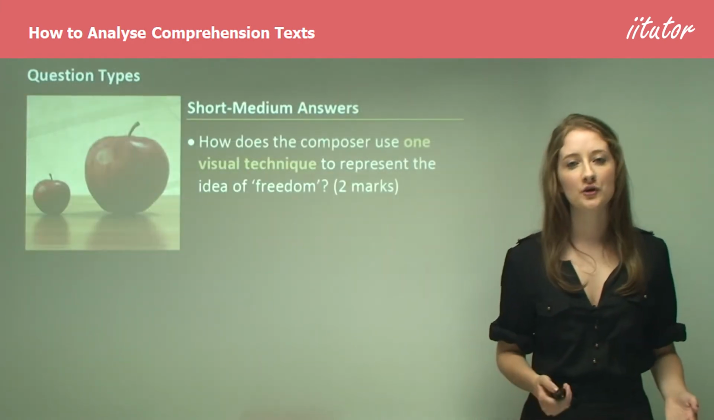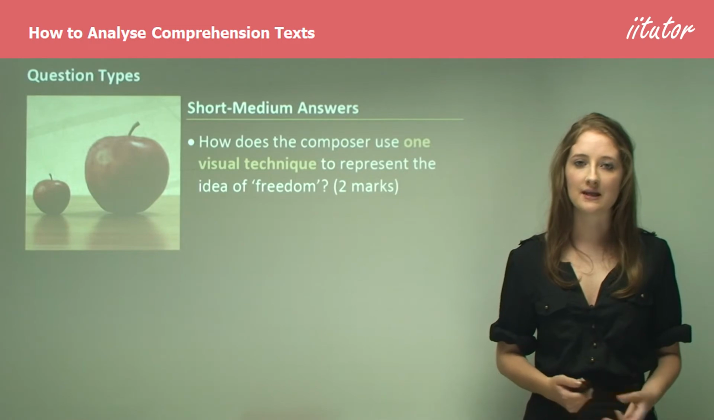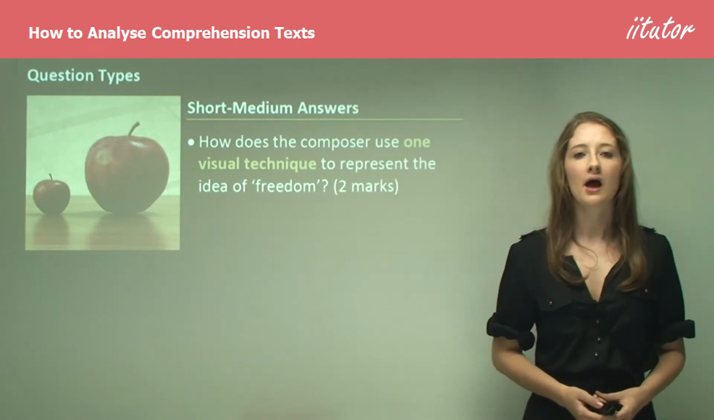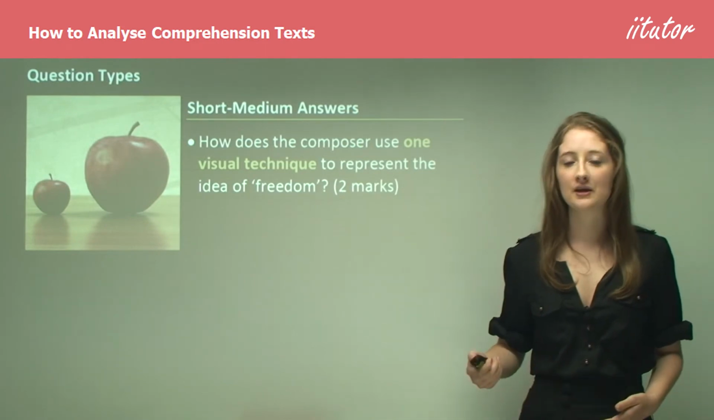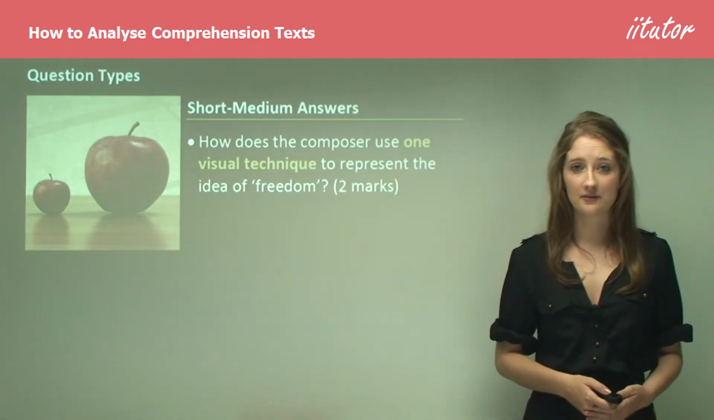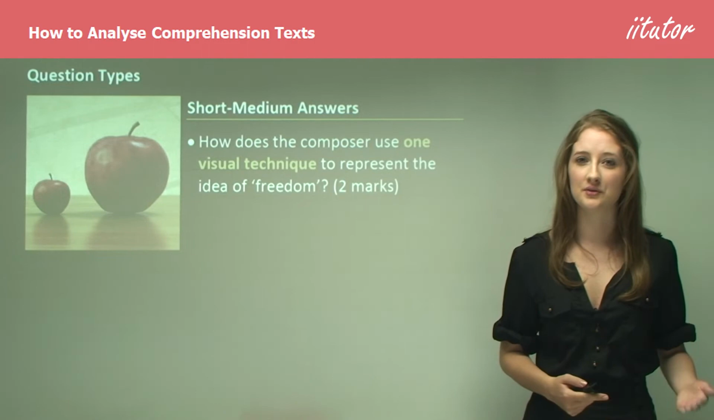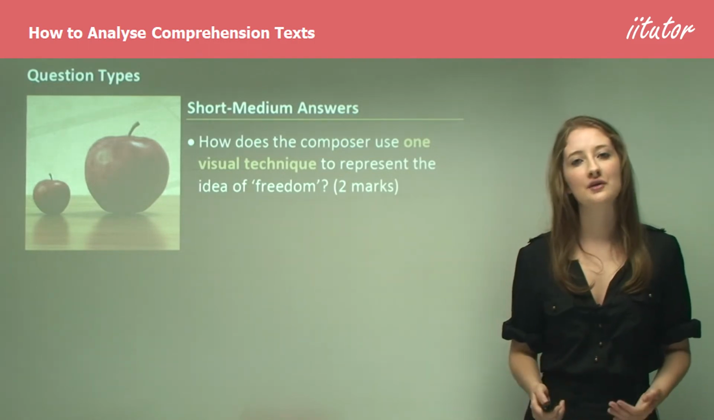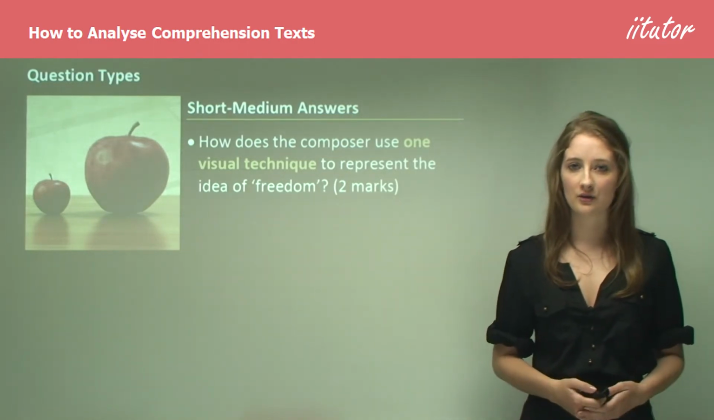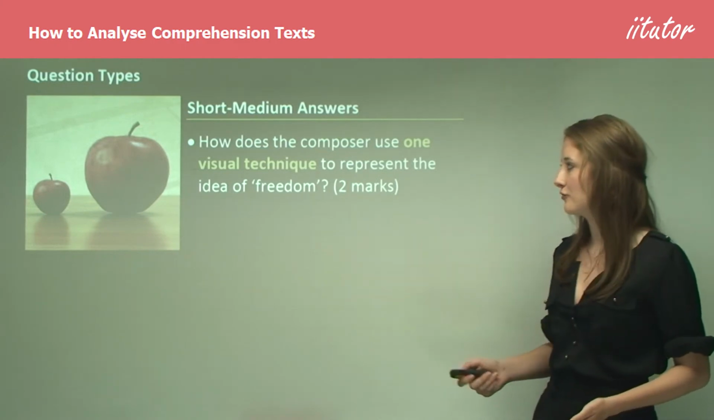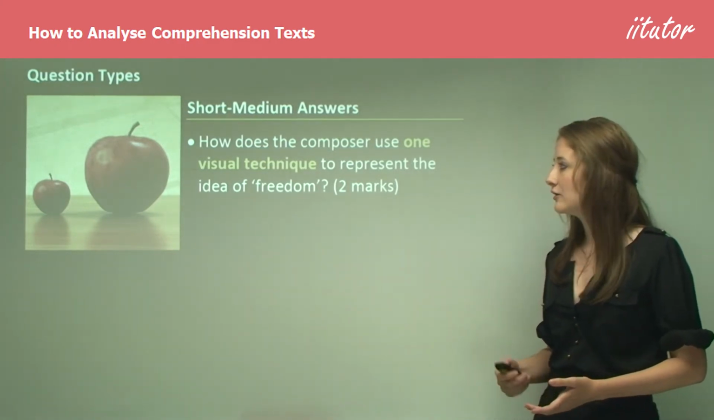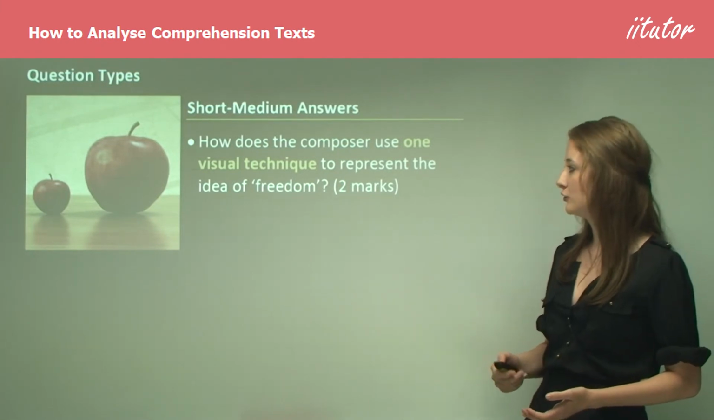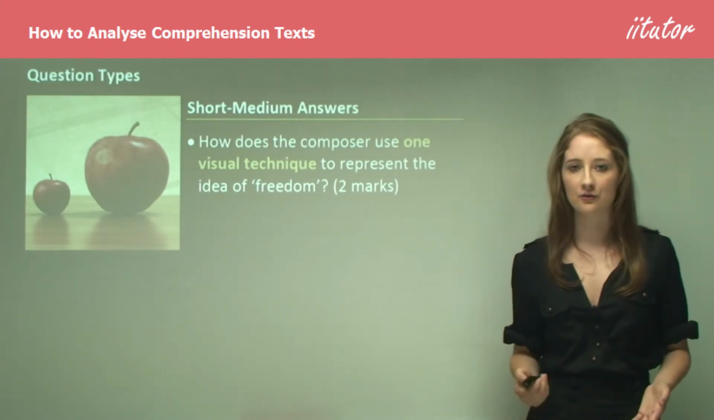There are a number of different question types which you can be given in this section of the exam, and the questions range in 1 and 2 mark answers up to 6 or 8 mark answers. And it's really important that as you get different mark values, you adapt your answer to what the question is really asking. So for example, an exam paper might open with this question: how does the composer use one visual technique to represent the idea of freedom?